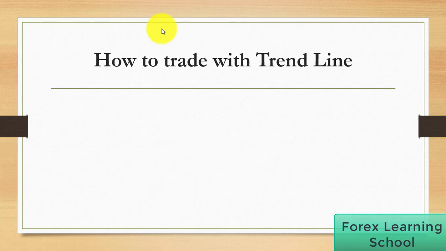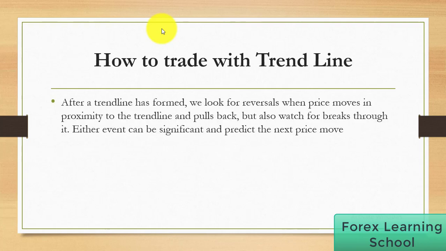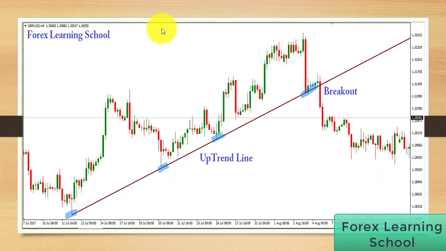How to trade with trend line. After a trend line has formed, we look for reversals when price moves in proximity to the trend line and pulls back, but also watch for breaks through it. Either event can be significant and predict the next price move. Here is an example of trend line and its breakout. You can see on the chart, price breaks trend line and fall. So you take entry from the breakout levels. Price fell almost 200 pips after breakout of trend line.